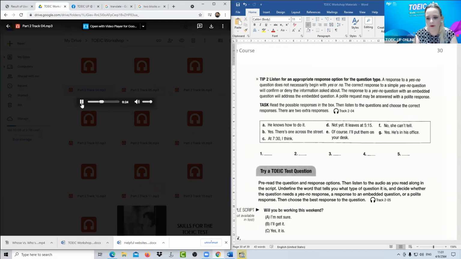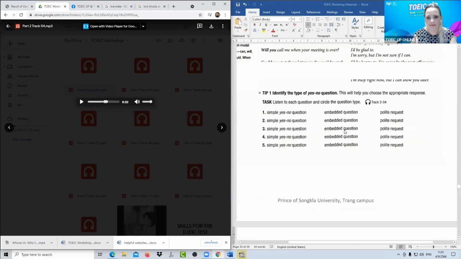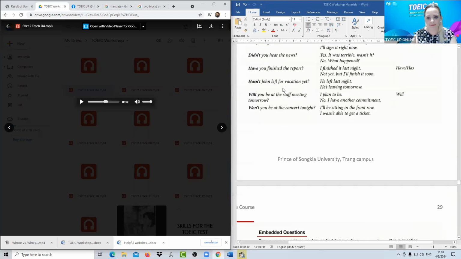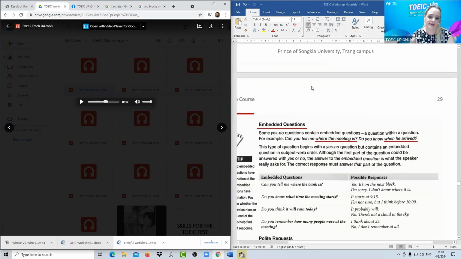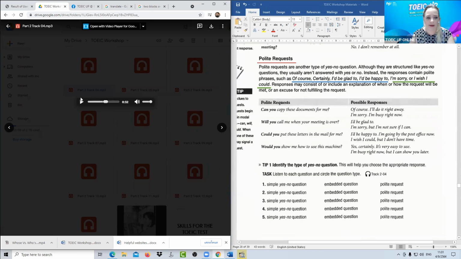Okay, good. Number 3. Is there a nice restaurant nearby? B. Good. B. Yes, there's one across the street. Is there a nice restaurant nearby? What kind of yes/no question is that? We are looking at the simple one. Is there a nice restaurant nearby? Yes, there's one across the street. Good. So that's the simple one.